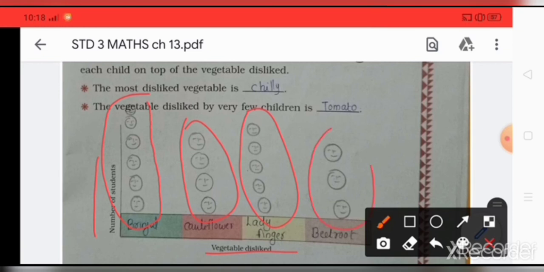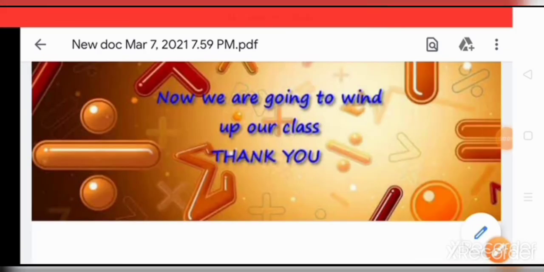Beetroot 3 students. Okay students, in this chapter we learned about smart charts. Then students, you also make charts and practice at home. Now we are going to wind up our class. Thank you.